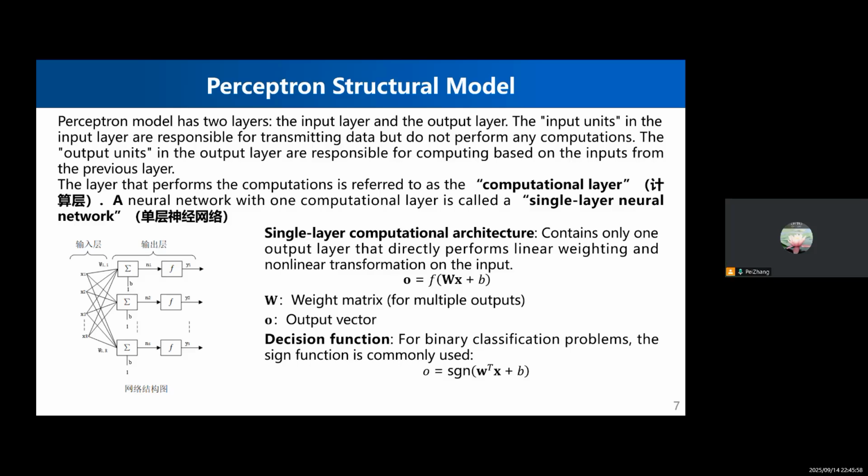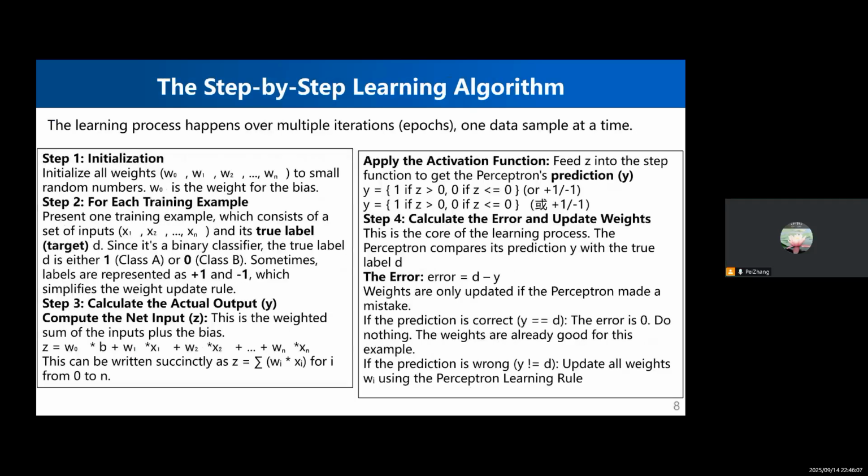For binary classification problems, the sign function is commonly used. The learning process happens over multiple iterations, or episodes, one data sample at a time. The learning process includes 4 steps. The first step is initialization, which initializes all weights to small random numbers.